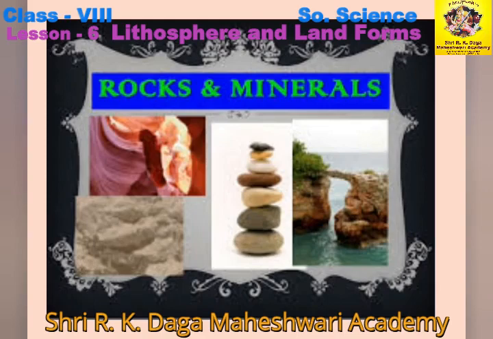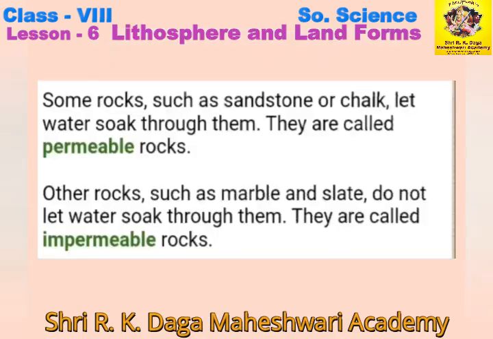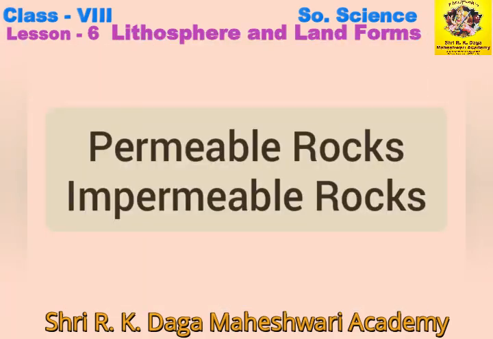They have been on the earth for over 4 billion years. Any natural mass of mineral matter that makes up the earth's crust is called a rock. Some rocks do not allow water to pass through them. These are called impermeable rocks. And those which allow water to pass through them are called permeable rocks. So students, rocks are of two types generally, impermeable rocks and permeable rocks.